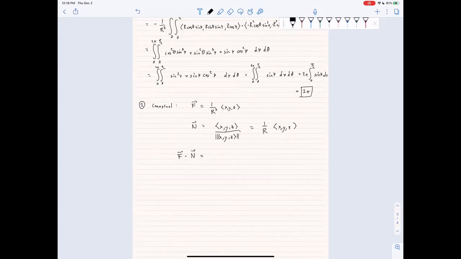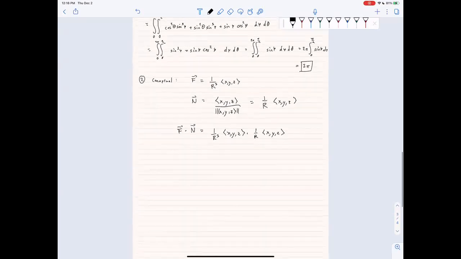That's a correct guess. Let me just work it out. This is 1 over r cubed x, y, z dot 1 over r x, y, z. R is a constant, it's not some variable, and it's a positive number, so I can bring it out. I got 1 over r to the 4th. x, y, z dot x, y, z is x squared plus y squared plus z squared. But that's r squared. So canceling gives me 1 over r squared.